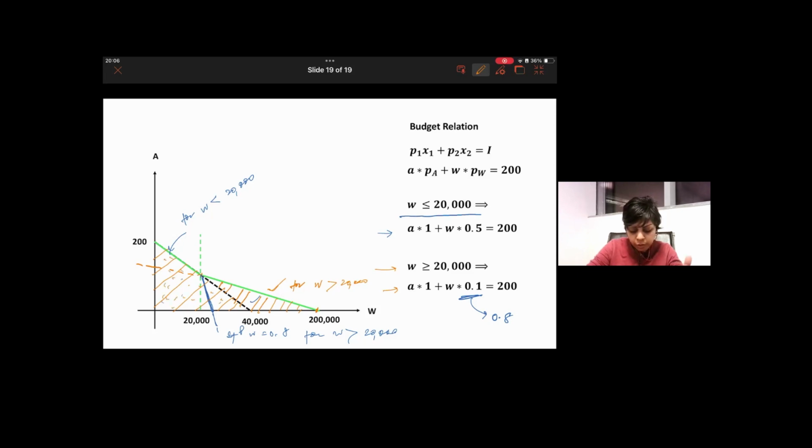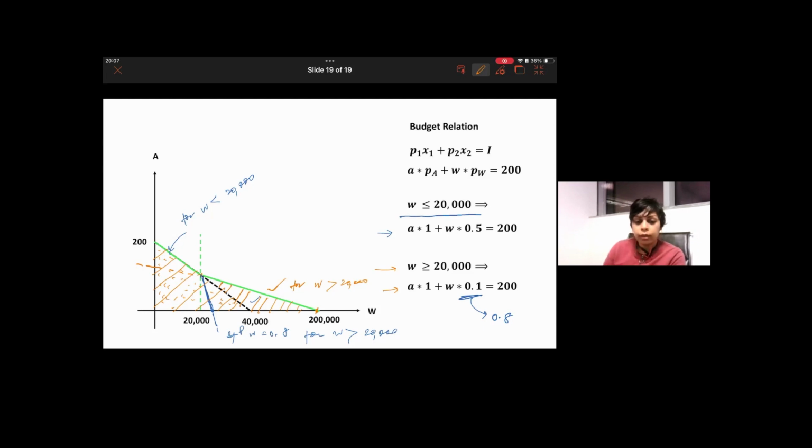Now, because prices are lower, more water becomes affordable, because at the rate of $0.5, water was not affordable for you beyond 40,000 gallons. But now, because the rate of water beyond 20,000 is $0.1 or 10 cents, a lot more water is affordable, which is why you can now consume up to 200,000 gallons of water in the same budget. Your budget is not changing. The price of the other good, apples, is also not changing. Maximum amount of apples you can consume is also not changing.